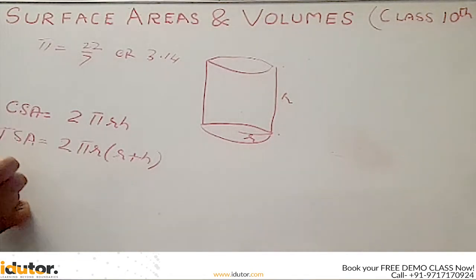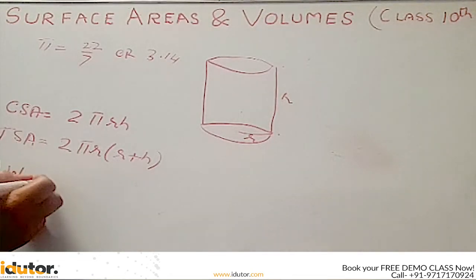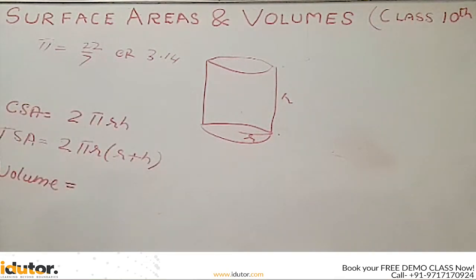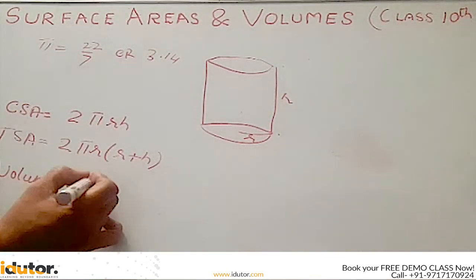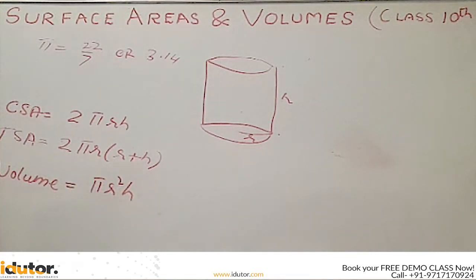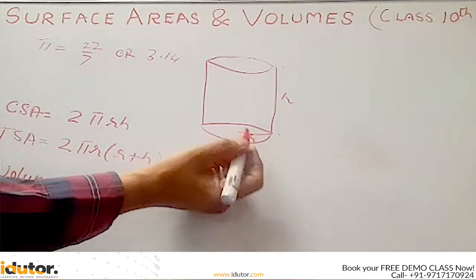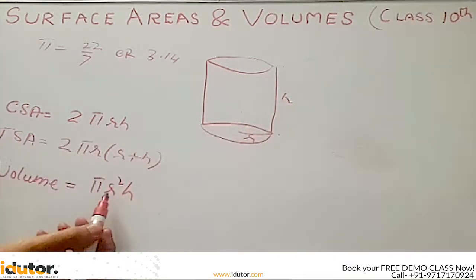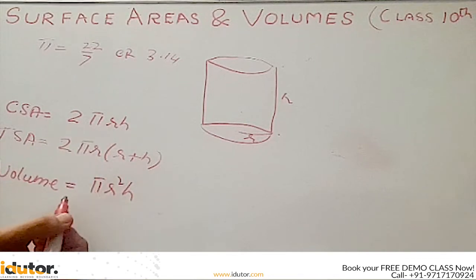Then we have the volume. Volume of a cylinder is equal to pi r square h. So radius square into height. So we can apply the values, whatever value you may be getting here. You may get 2 as a radius, for example, height as 5. So you can put in these values and get the answer.